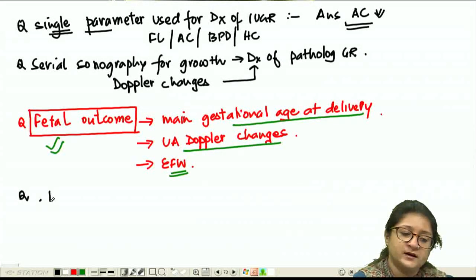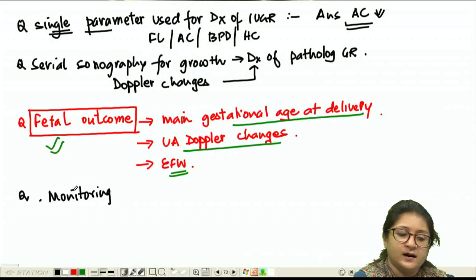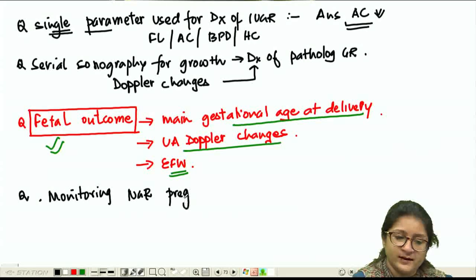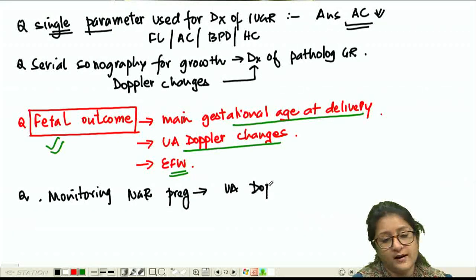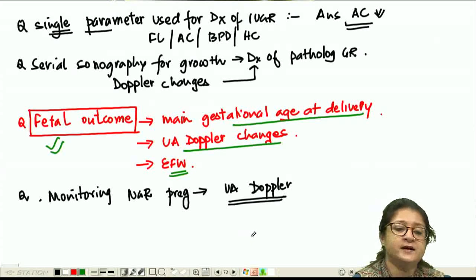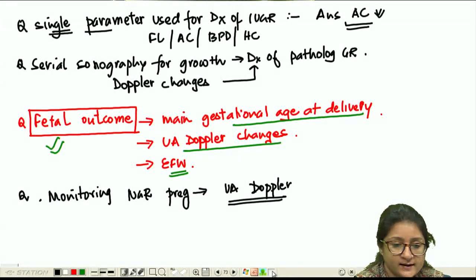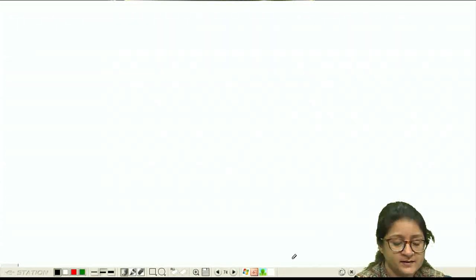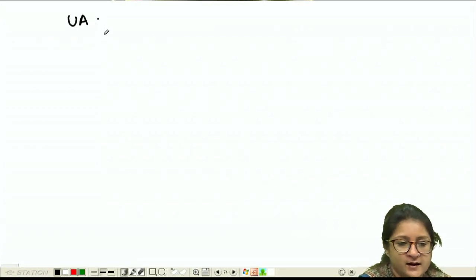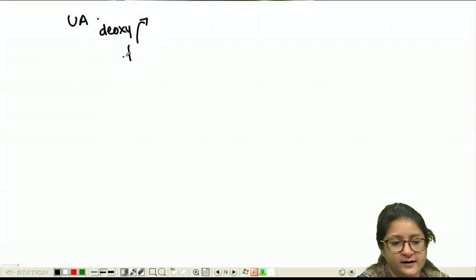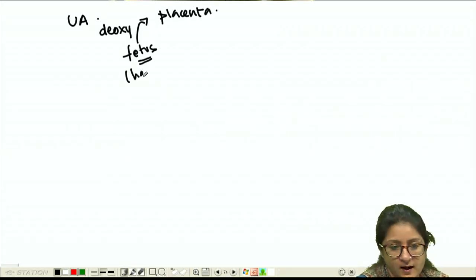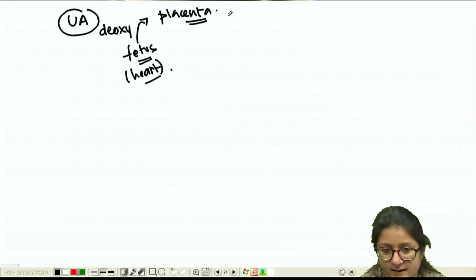And if they ask you which method is used for monitoring IUGR pregnancy, we use umbilical artery Doppler, not any other Doppler. We use fetal umbilical artery Doppler. Now we have to understand what happens in the fetus. Umbilical artery takes deoxygenated blood from the fetus to the placenta. The fetal heart is pumping this blood, and it is going via the umbilical artery to the placenta.